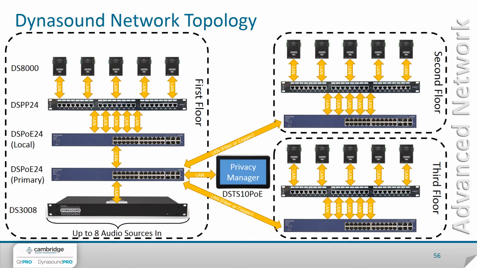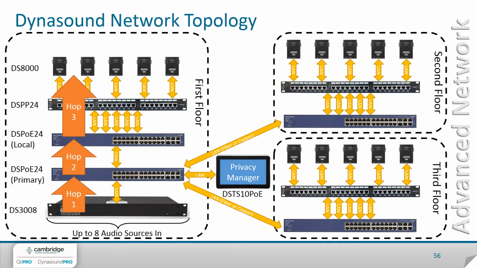Beginning at the DS3008, we will count hops on floor 1. The DS3008 to primary switch is hop 1. The primary switch to local switch is hop 2. The local switch to DS8000 is hop 3. Again, we will not count the patch bay as a hop.